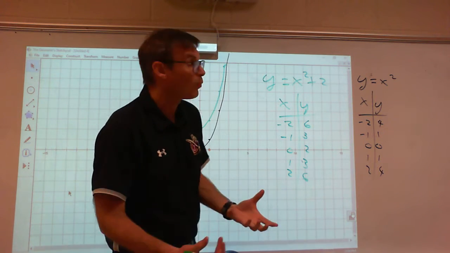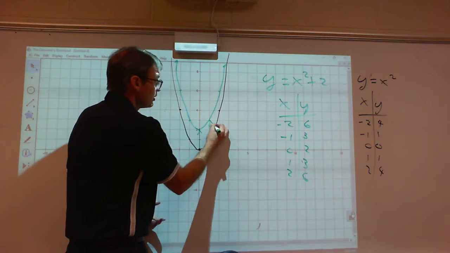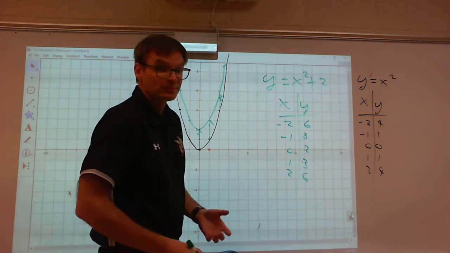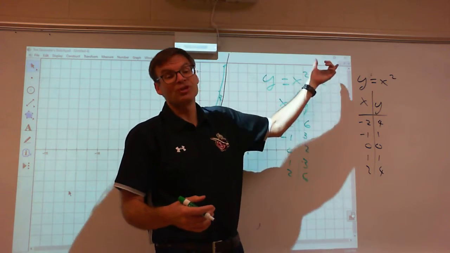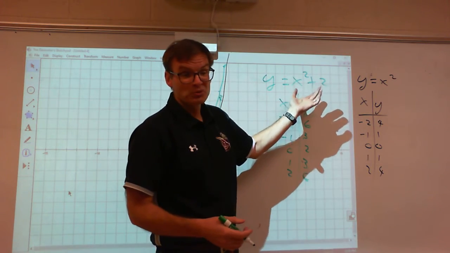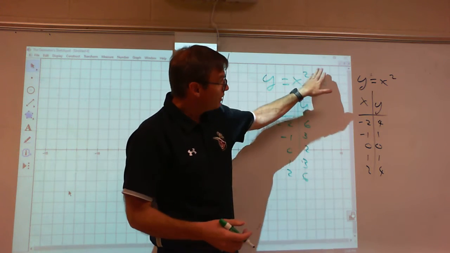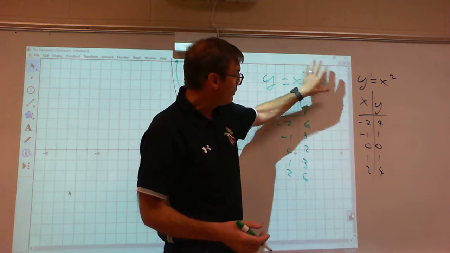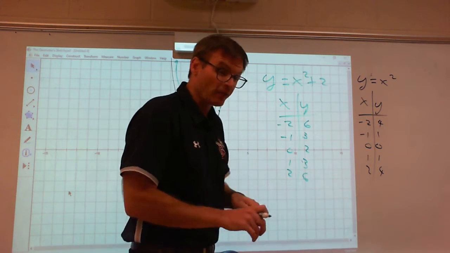Well, if you add 2 to all the y values, you're literally saying take this point, shift it up 2, this point, shift it up 2, this point, shift it up 2. So if you see a +2 on the outside, that says you shift up 2. If that had been a -3, that means we take our parabola and we're going to move it down 3. So this number on the outside impacts things on the y, so it impacts things up and down.